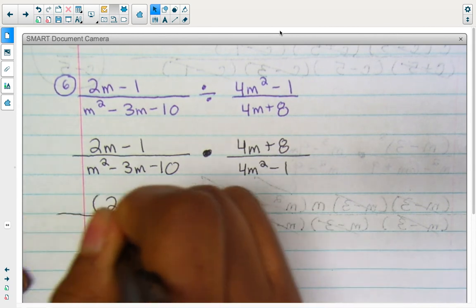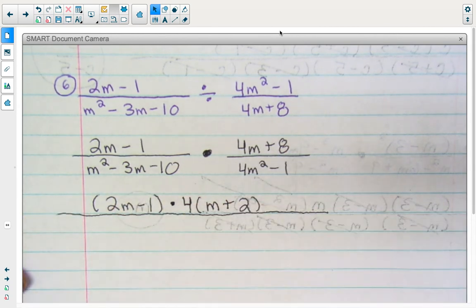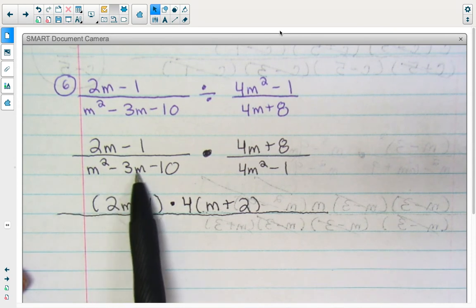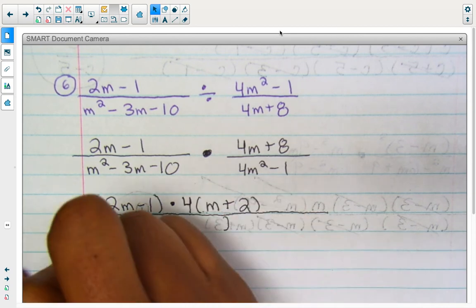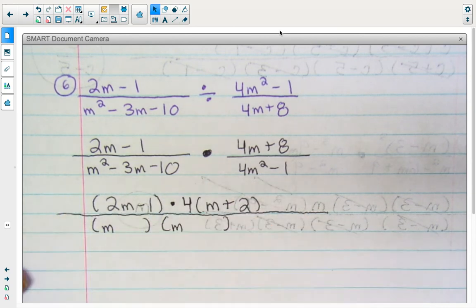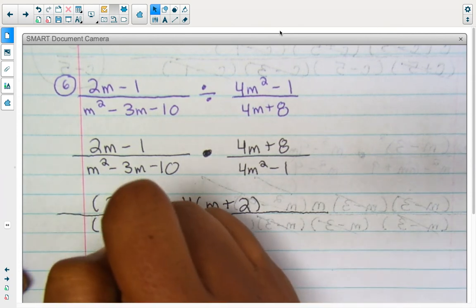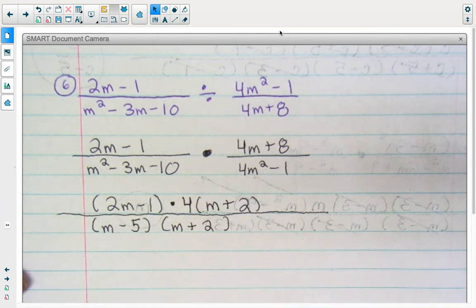We're going to do the same thing in the bottom. We're going to factor m squared minus 3m minus 10. Two numbers that multiply to give me negative 10 and add to give me negative 3. So those numbers should be negative 5 and positive 2.